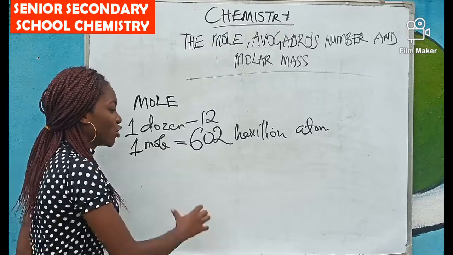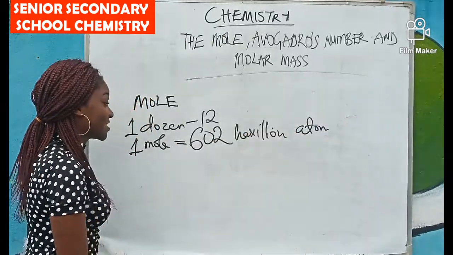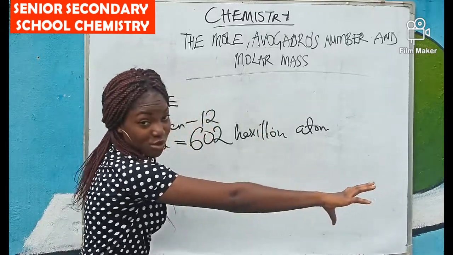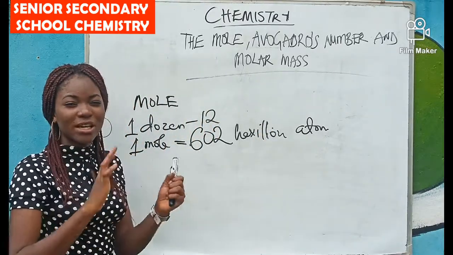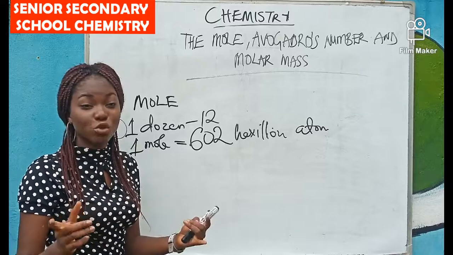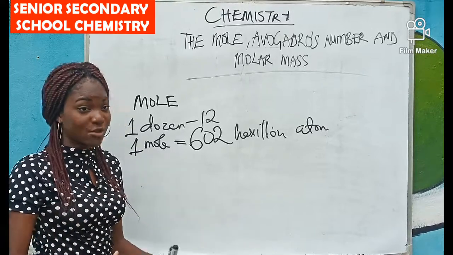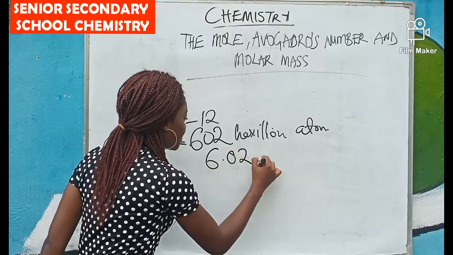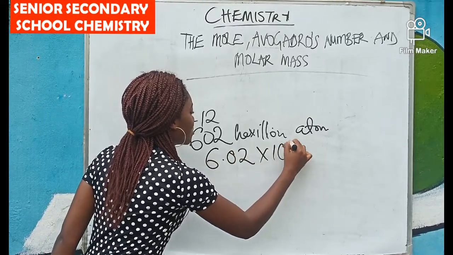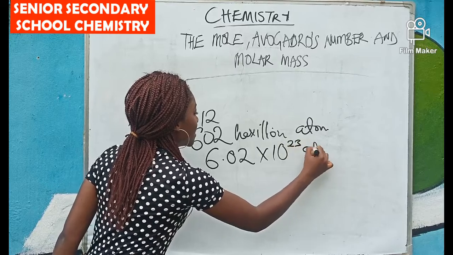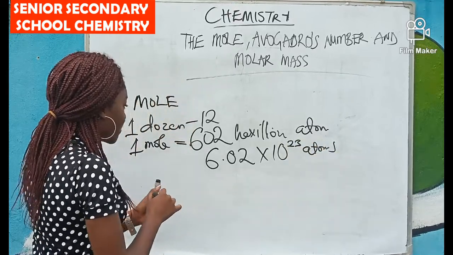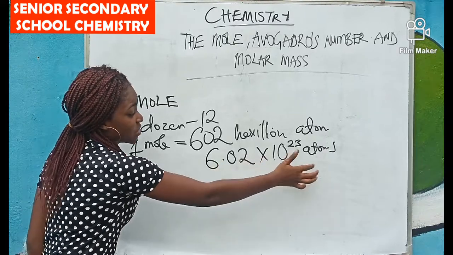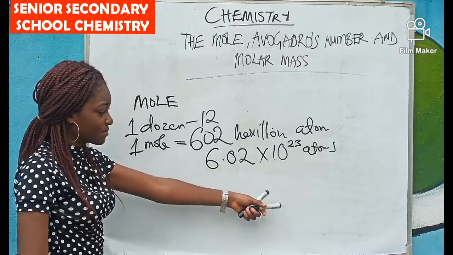Now, 602 hexillion atoms is 602 plus 21 zeros. And to punch that into a calculator is too much. We might miss a zero and fail the question. So it is now shortened down to 6.02 times 10 raised to power 23 atoms. So 1 mole is equal to 6.02 times 10 raised to power 23 atoms.